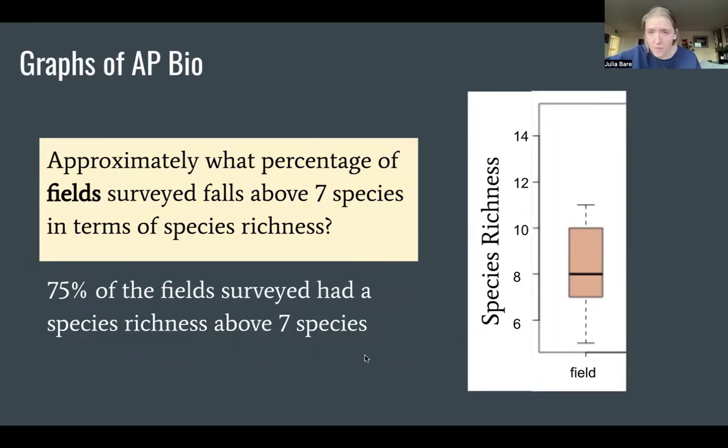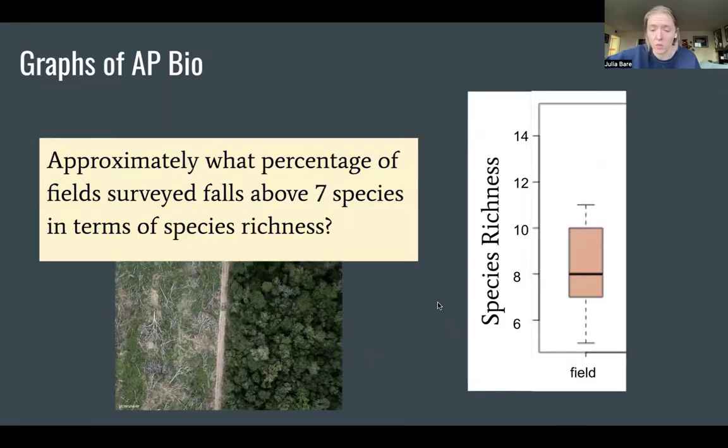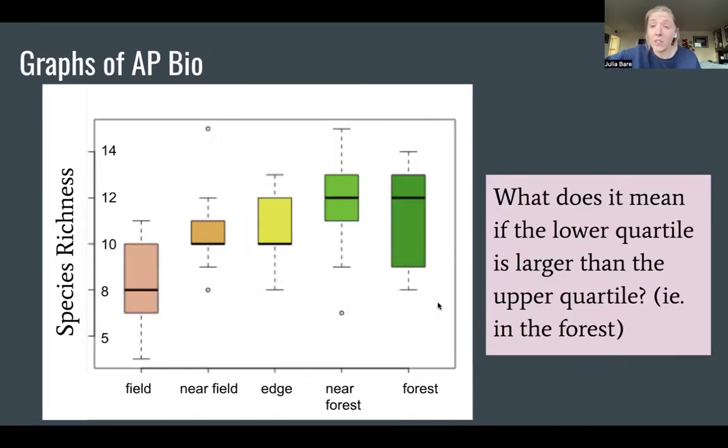Now, this data is not as relevant if you aren't comparing it to something. So we're going to compare fields near the very edge of the forest, to very near the forest, to deeper in the forest. These are 5 different locations. There's species richness, meaning the number of species that exist in that location, and the distribution of those data sets. So looking at this data, try to answer this question.